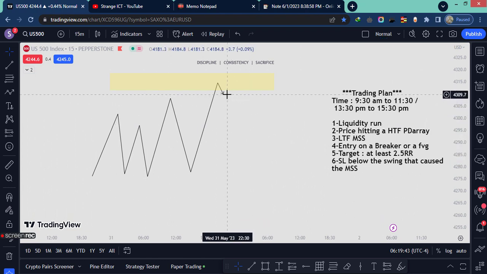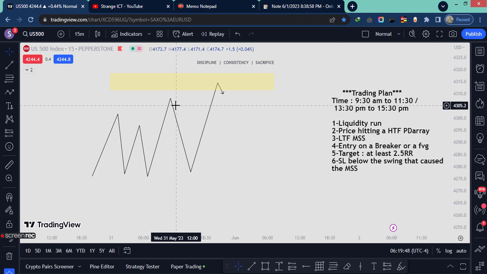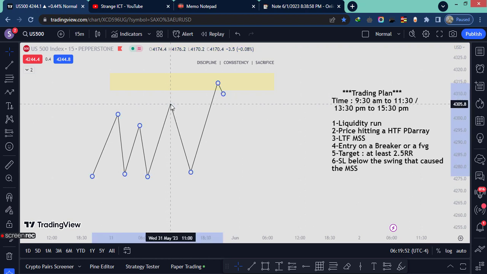By the way, liquidity, all right, can be either an obvious high or obvious low that there is likely to be liquidity above it or below it, or it can be equal highs, all right, or equal lows, or maybe the London session high, the London session low, previous day high, or previous day low.